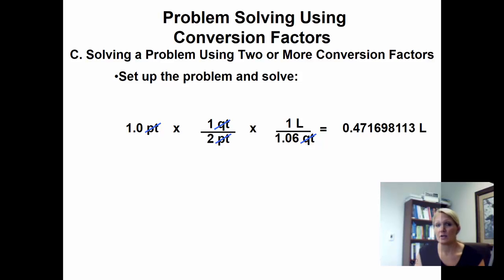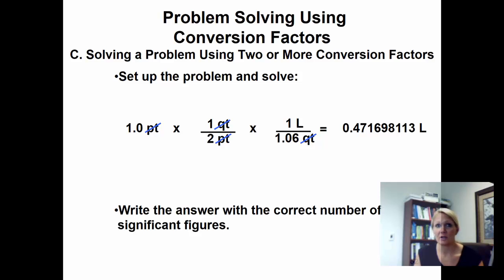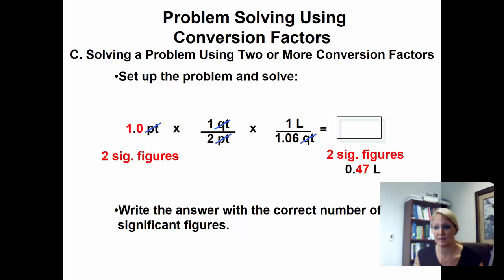Now I've got to report my answer to the right number of significant digits. If I look at my measured number, that's the 1.0 pints. Remember, these other conversion factors are exact numbers. They do not play a part in the sig figs for your answer. So we look at the measured number given in the problem, and I see I have 2 sig figs. So I'm going to round my number to 2 sig figs. So my answer should be liters for this problem.